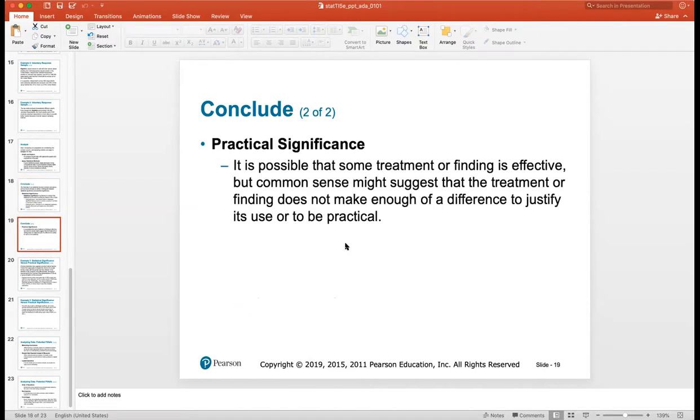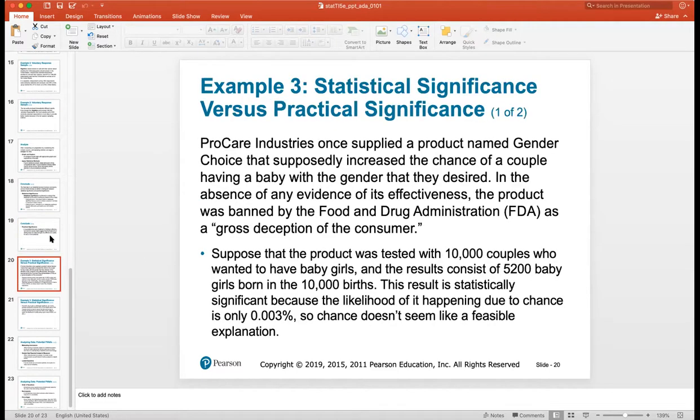And then practical significance is, yeah, so it is possible that some treatment or finding is effective. The statistics show the effectiveness of the treatment, but common sense might suggest that the treatment or finding does not make enough of a difference to justify its use or to be practical. So here is an example of statistical significance versus practical significance.